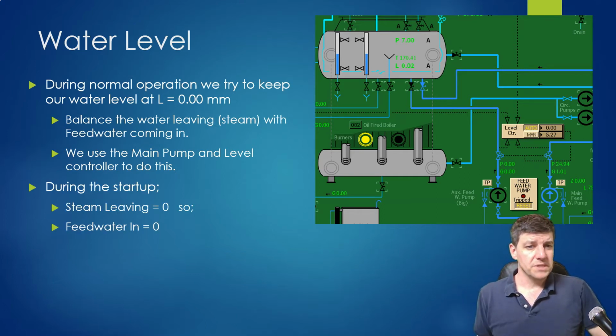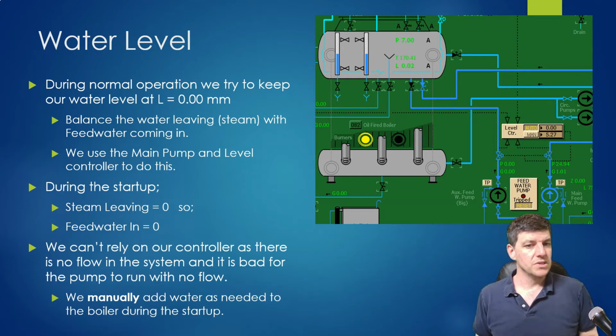When we go into a startup situation, we don't have the same conditions. We don't have any steam that we're producing, and we don't have any feed water that's going in. So the level controller really doesn't have any use to us. When we start up our boiler, we can't rely on that controller to function for us the way we expect it to. So in this case, we're going to use the feed water pump manually to add water into the boiler. We do that in step 1, we add water to the boiler, but we don't switch it over into automatic operation.